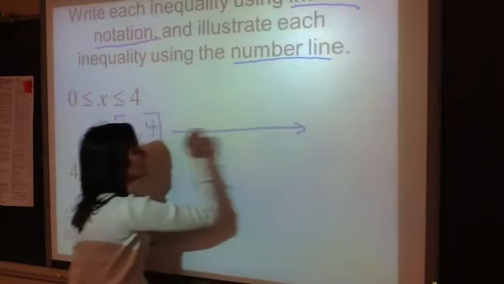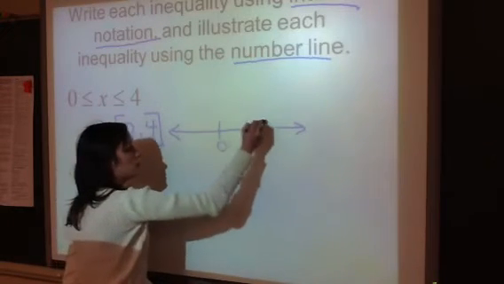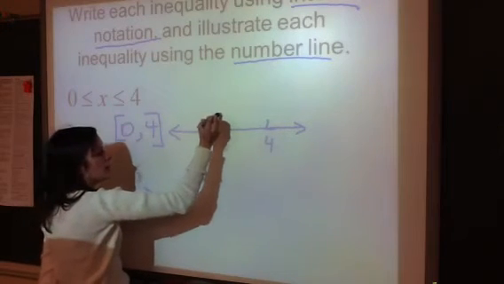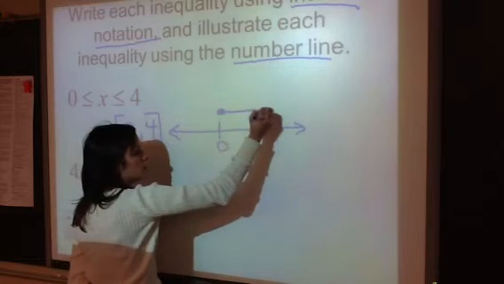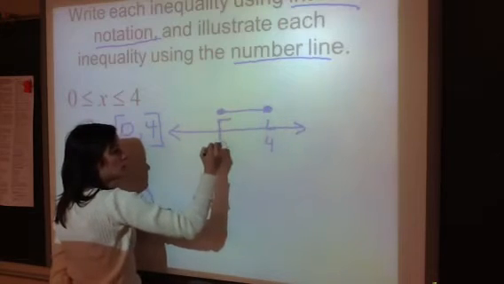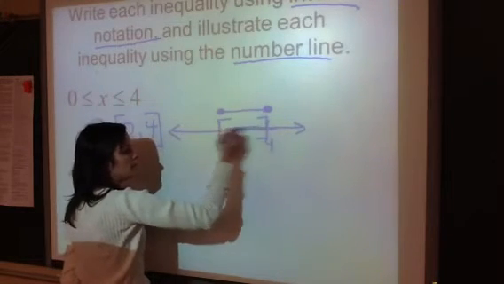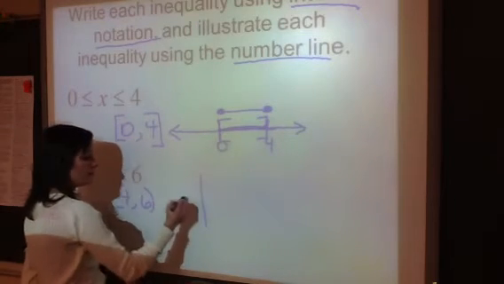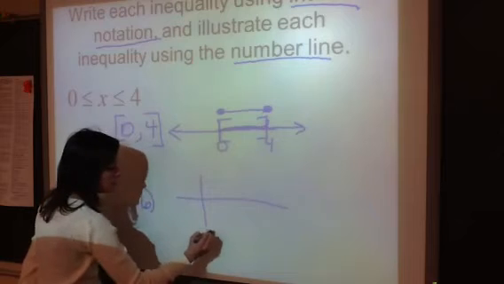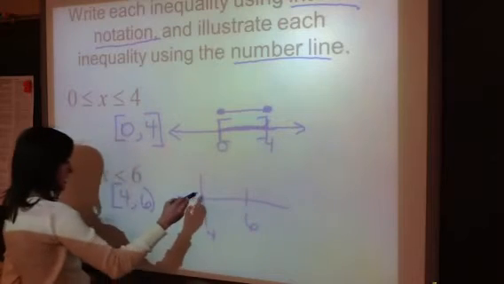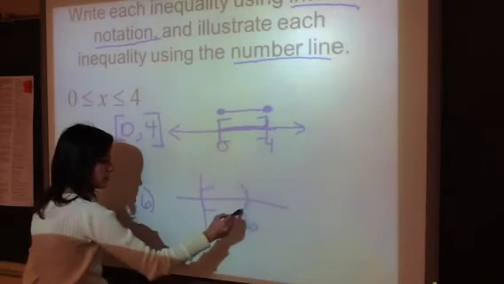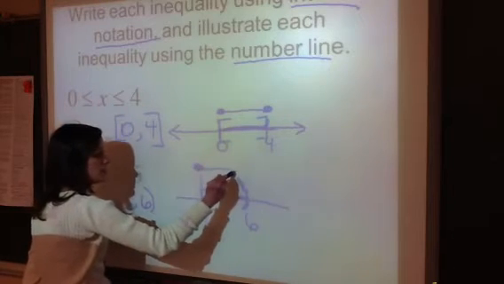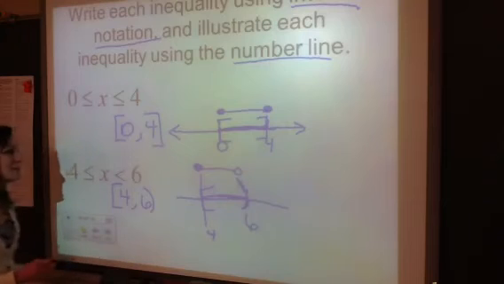On a number line, you can graph the old school way or the new school way. Old school would be a closed dot to a closed dot. New school would be a bracket to a bracket. For this one, we have from 4 to 6. We have a bracket to a parenthesis in between, or a closed dot to an open dot. Yay, go you!